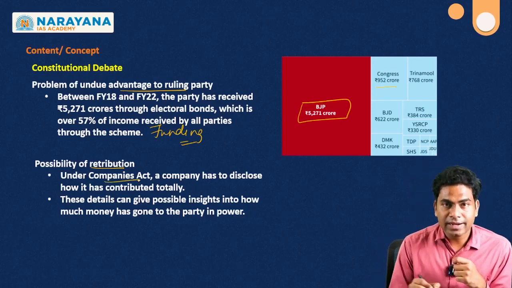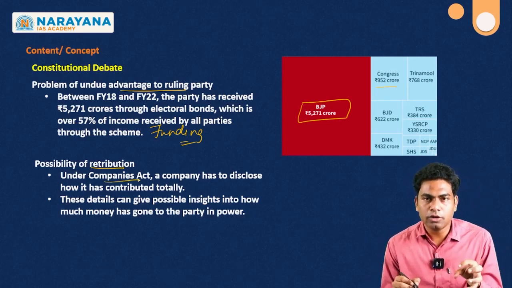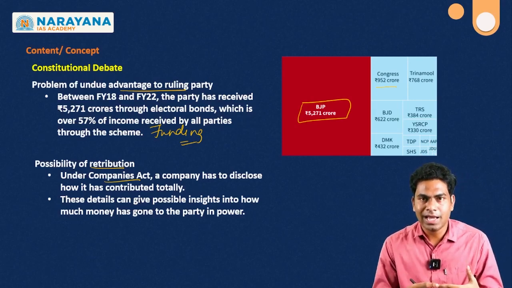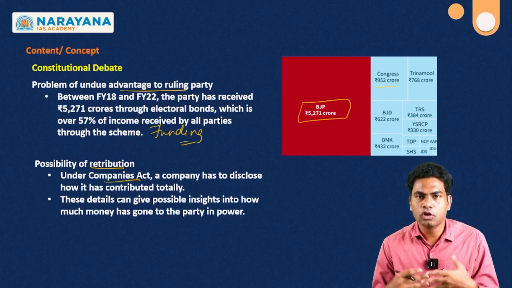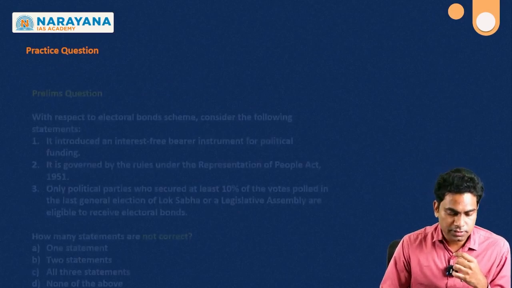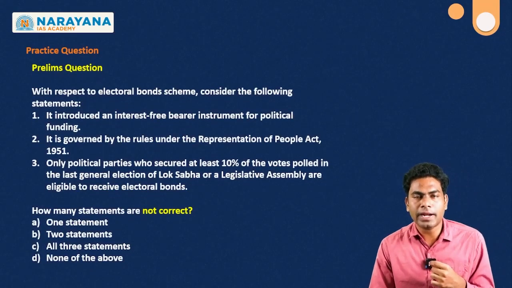So under the Companies Act, we could actually know the details of the donors: which company has donated how much amount of money to which political parties. So that is the constitutional debate that has been raised. Now let us look into the practice question.